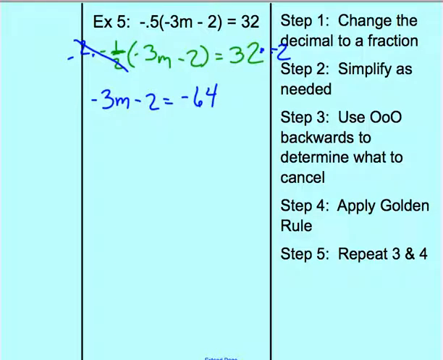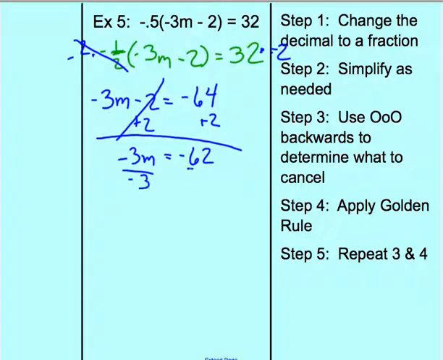The right-hand side, 32 times -2 is -64. Applying golden rule once more with my minus 2, canceling on the side with the variable. I get negative 62 on the right-hand side, and dividing by negative 3. Why am I dividing by negative 3? To cancel my multiplication. Negative divided by a negative cancels, so my answer is going to be positive.